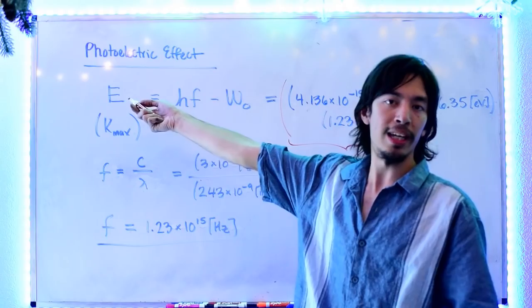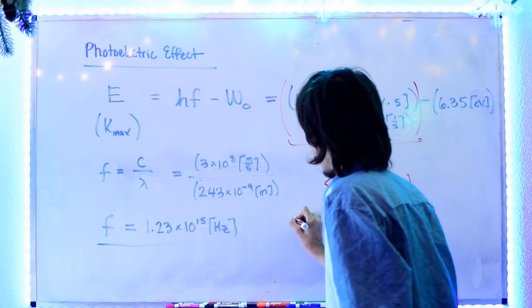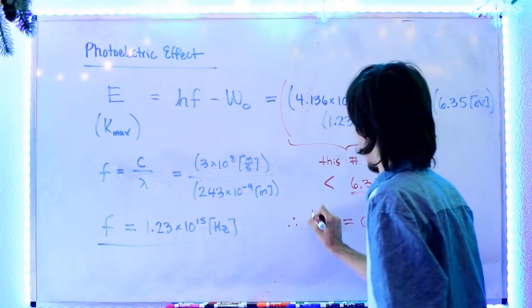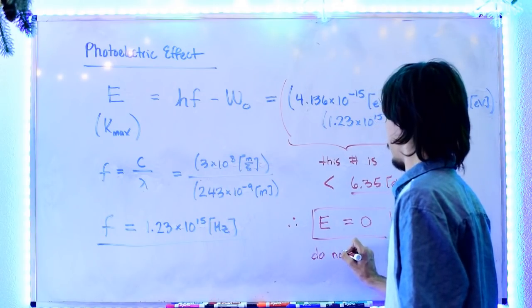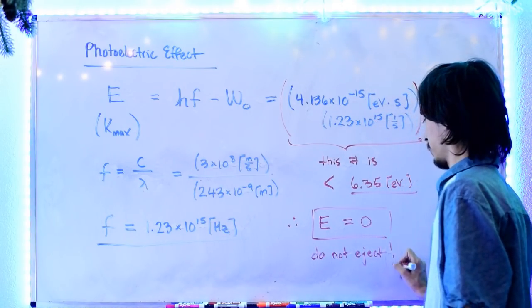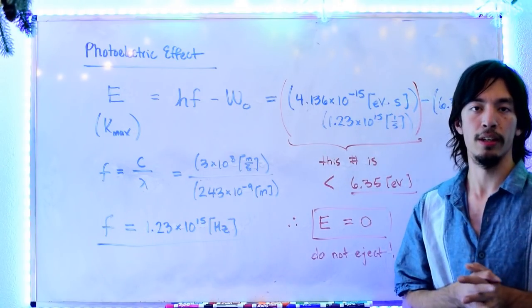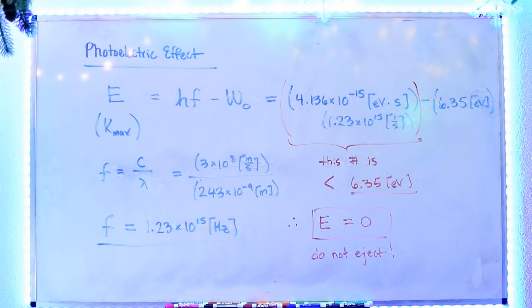You can't have a kinetic energy which is negative. The lowest value it can be is 0. So in other words, therefore, the energy, or Kmax, is just 0. That's it. They do not eject. So the energy is 0 for that. They do not eject, period. We're going to keep on moving forward. Drop any questions you have on that or anything else I've done.